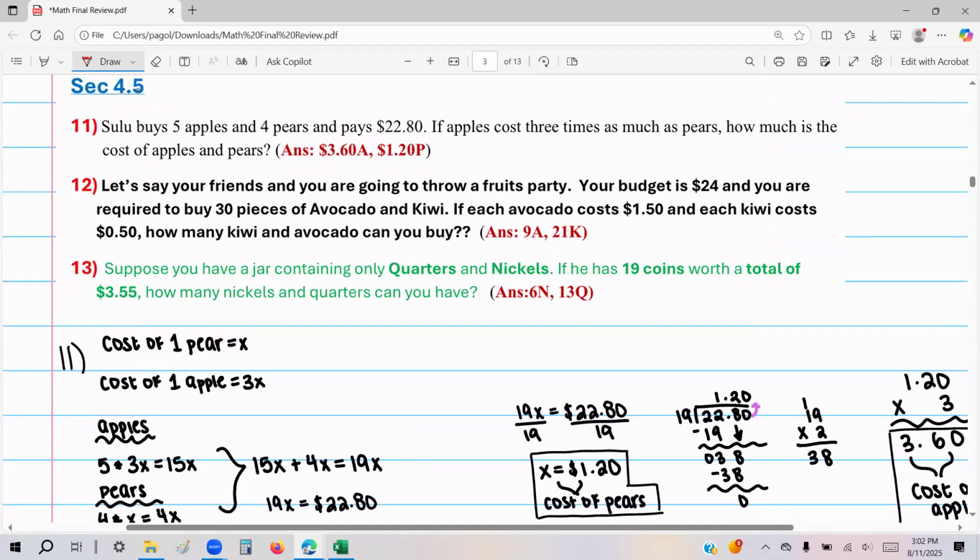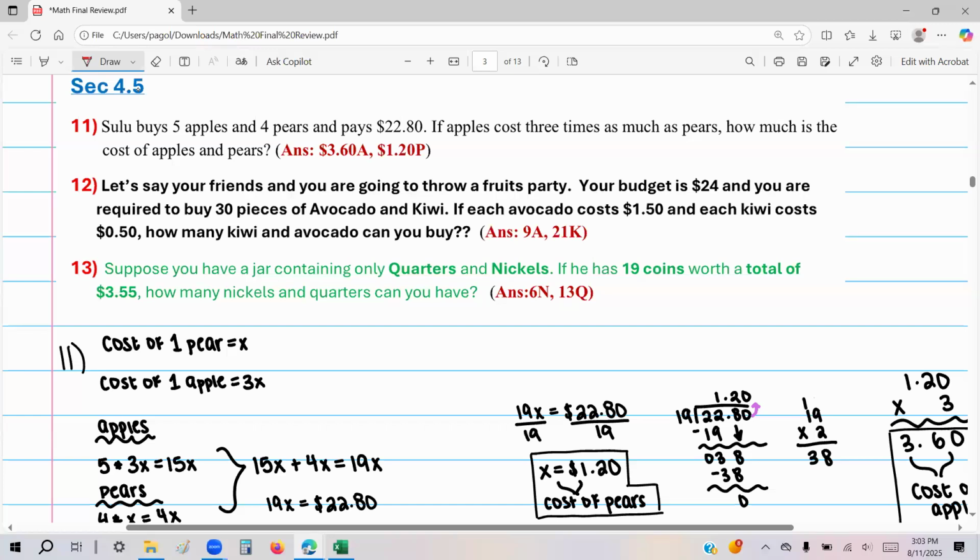So one of the equations is for the quantity of how many items you have, and one of them is for money, how much money you have. So the first one says we have 5 apples and 4 pears. So the quantity is apples plus pears. And they are saying they use a total of $22.80. So we know total money is 22.80.